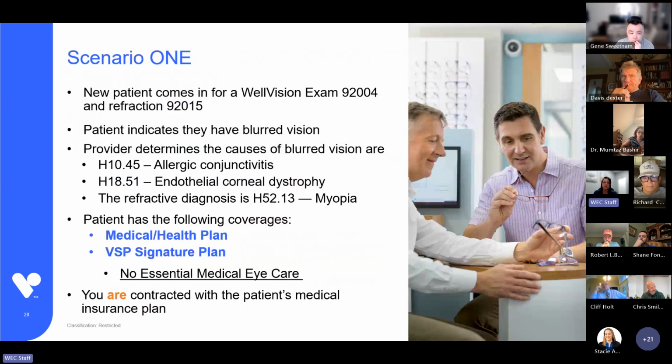So with that statement, let's do some examples. In this case, you have your regular well vision exam patient. A brand new patient comes in and says, I just need an eye exam. Of course, all they know to tell you is they have blurred vision.